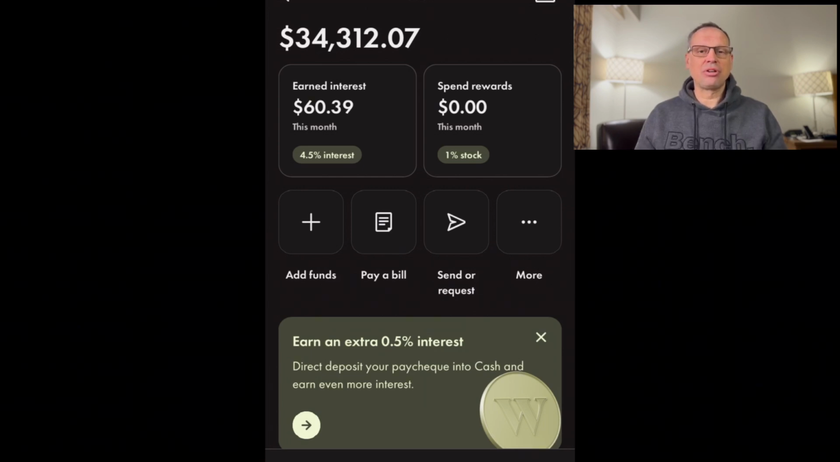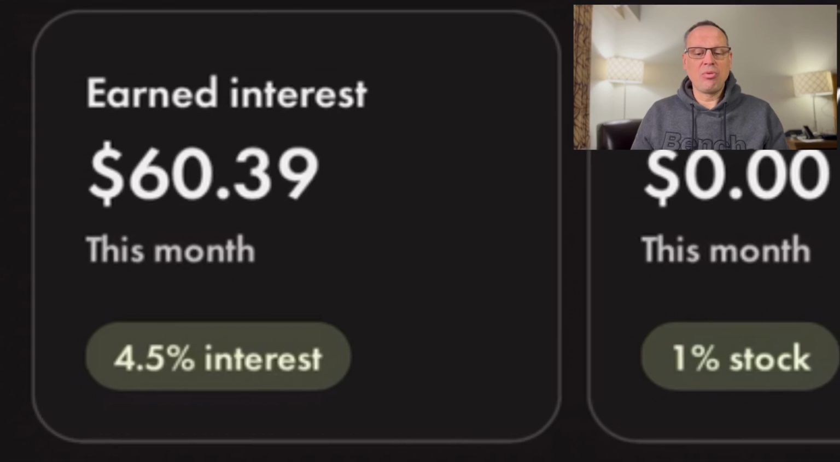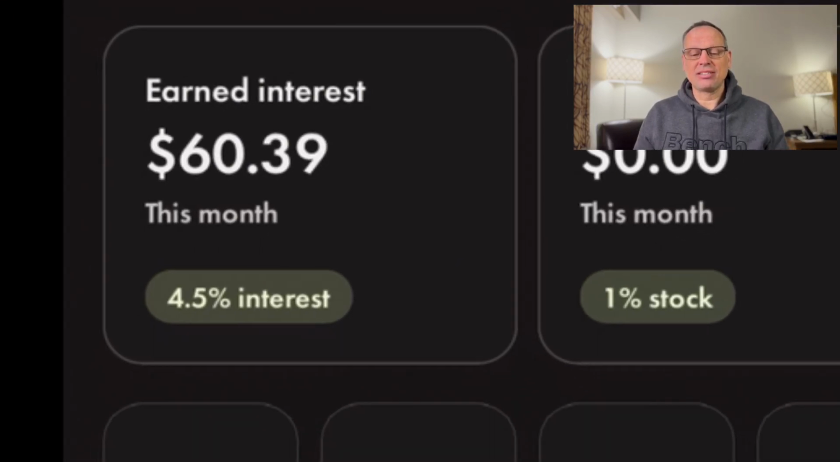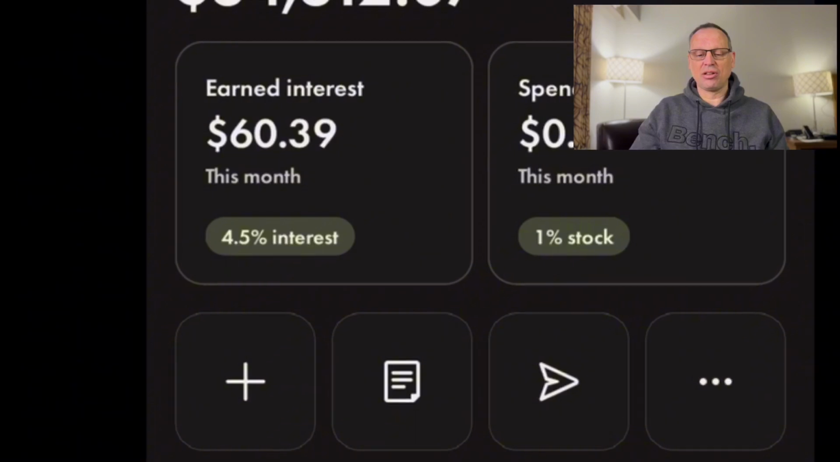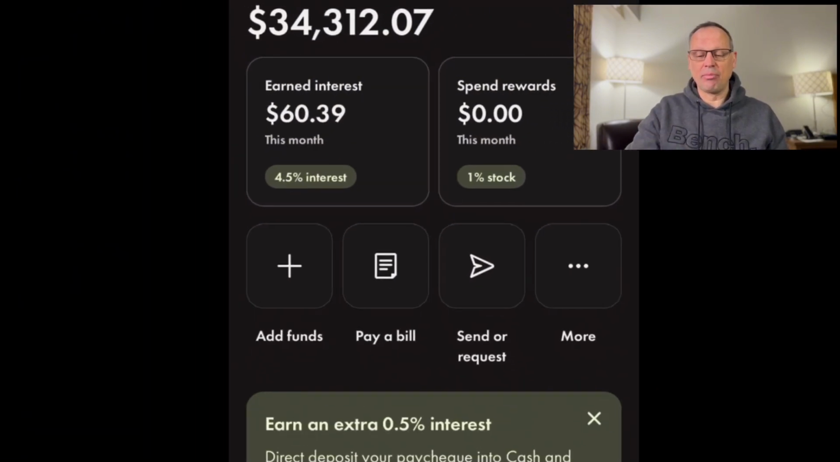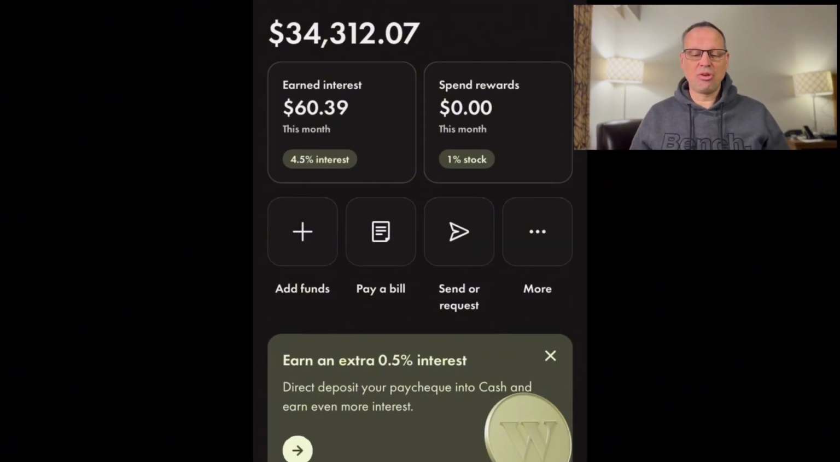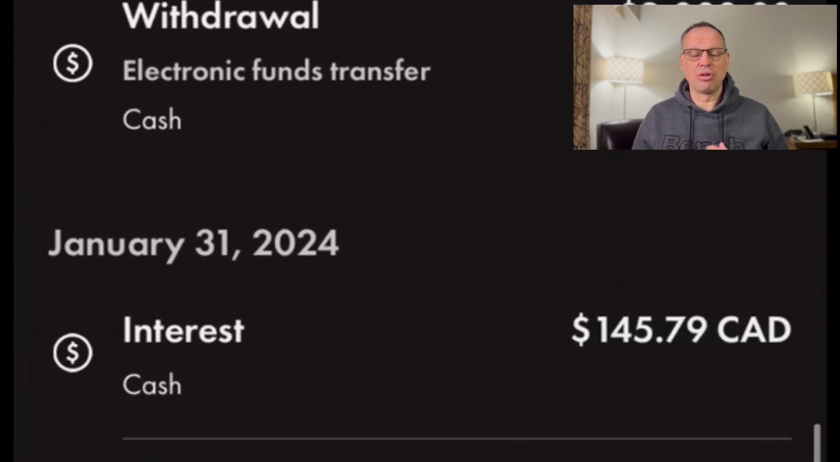So it's only natural that we're going to be pulling some money out of our savings account when certain bills come up. For instance, with our property tax, which comes due annually, that money sits in this account accruing interest throughout the year, and then when it's time to pay it, we'll pull it out and pay it. Looking deeper into this account, right now we've earned $60.39 interest up to this particular point in the month. Another metric I can share is that last month, as of January 31st, we made $145.79.